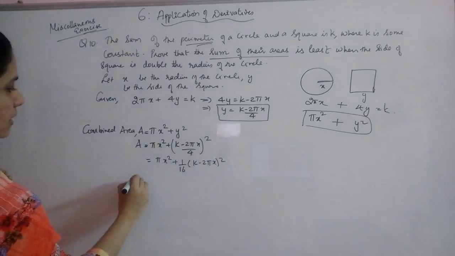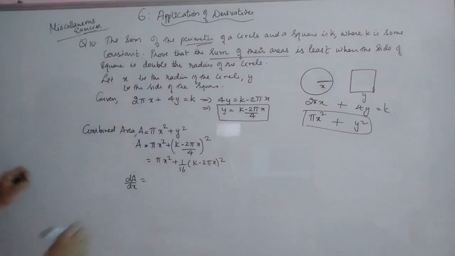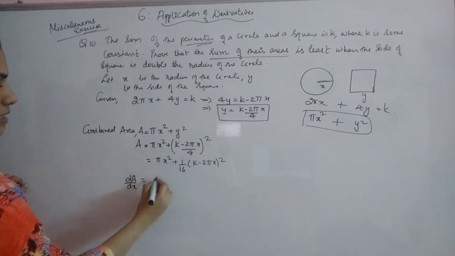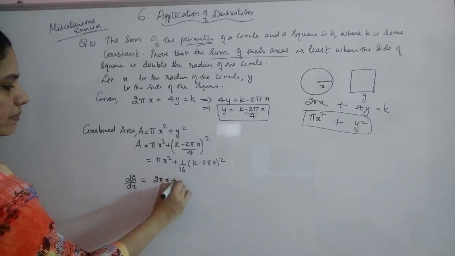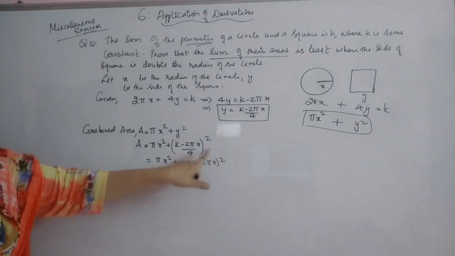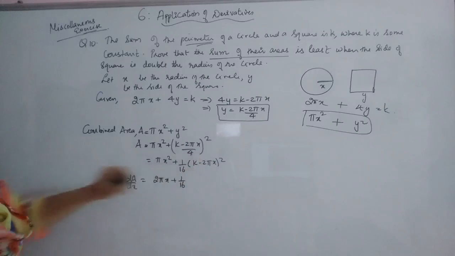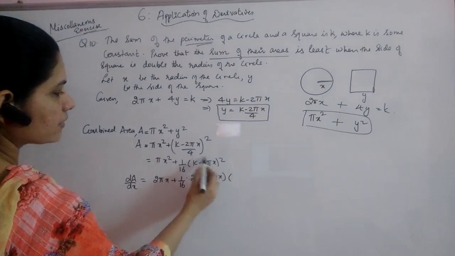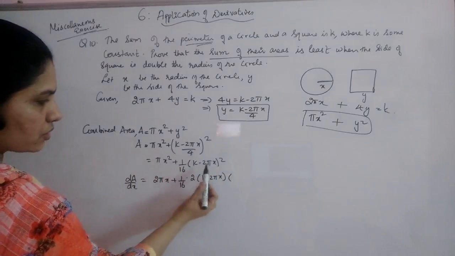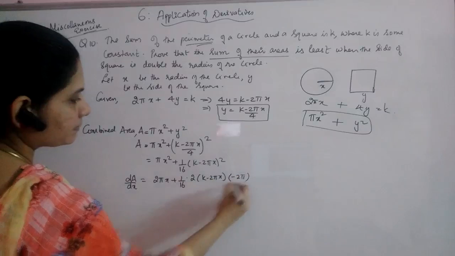Now differentiating, that is A dash of x or dA by dx, whatever you want you can write. It contains only one variable x. So dA by dx will give you: pi is a constant, x square will give you 2x, so it is 2 pi x. Plus 1 by 16 is a constant. Differentiating this, you will get 2 into this one into the derivative of this part. Okay, 2 into (k minus 2 pi x) into the derivative of this, which will give you k as a constant, 0, minus x derivative 1. So you will get minus 2 pi.